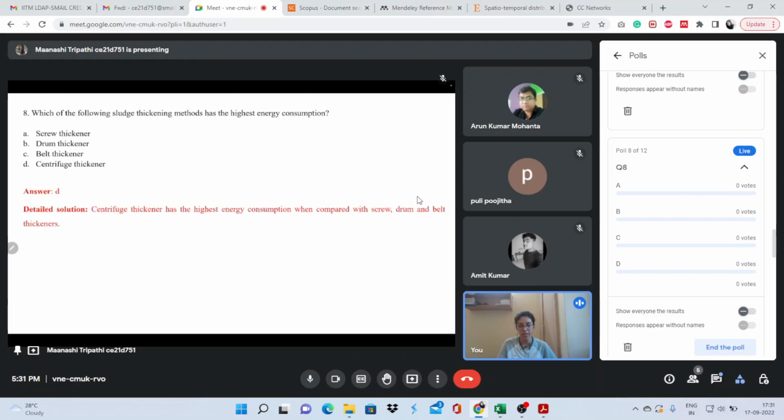So answer is D, centrifuge thickener. So this is what I told you, there is no trick. You have to just remember these points. The centrifuge thickener has the highest energy consumption compared to screw, drum, and belt thickeners.